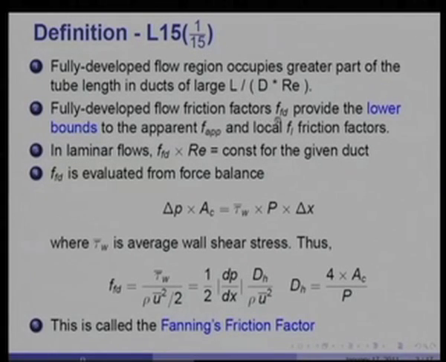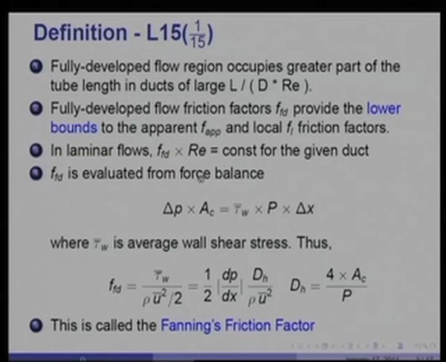Fully developed flow friction factor F sub FD provides the lower bound to the apparent friction factor as well as the local friction factor. These two were evaluated for flow between parallel plates during our last lecture. In laminar flows, as a rule, fully developed flow friction factor multiplied by Reynolds number is an absolute constant, and that constant depends on the duct geometry for the given duct.